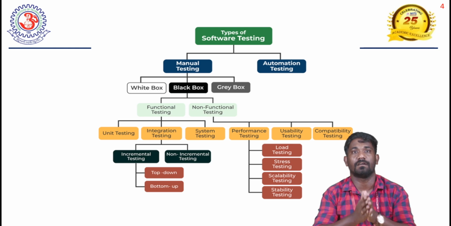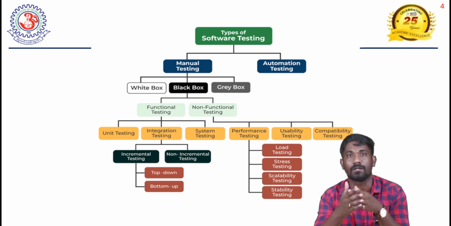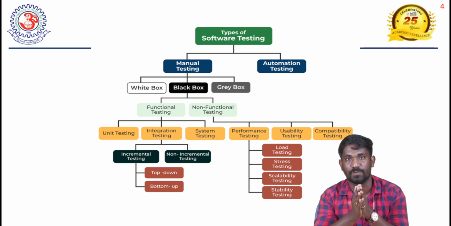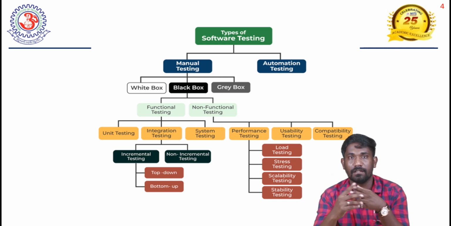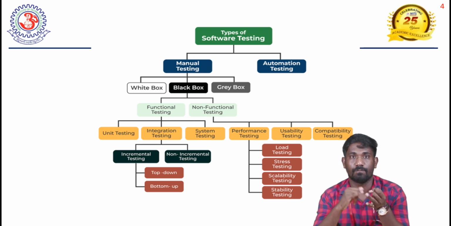So this is an architecture diagram of testing. As I said earlier, testing is classified into two types: manual testing and automation testing. Manual testing is again divided into three things: white box, black box, and gray box testing.